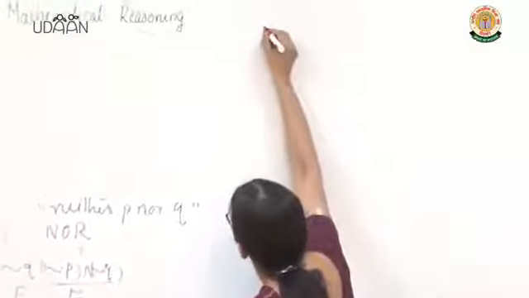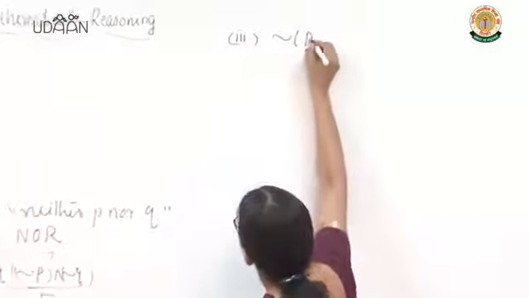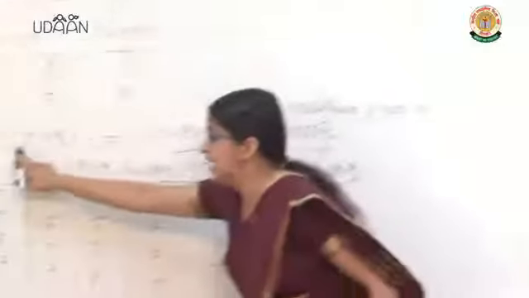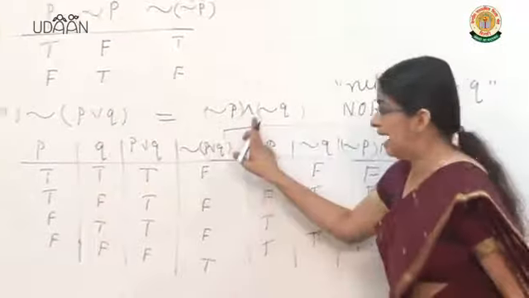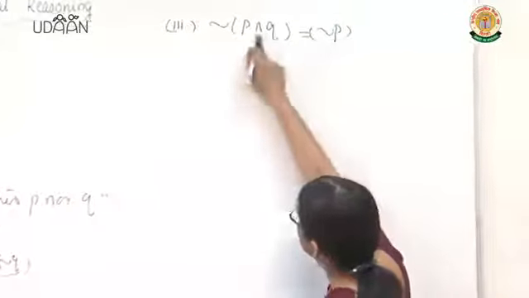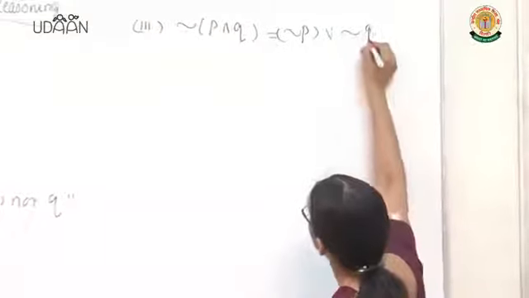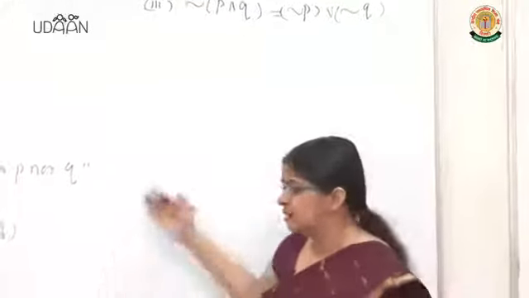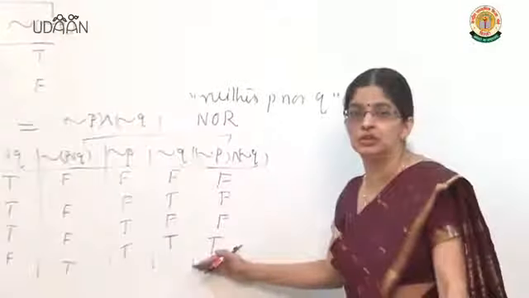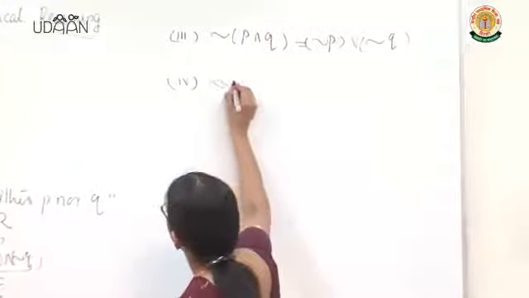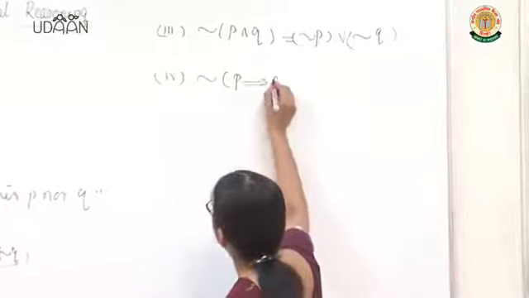Proceeding further, negation of P and Q. Can you tell me? When we have taken this negation inside, this OR became AND. Similarly, when we take this negation inside, we will be getting negation of P or negation of Q. Proof of this result is left to you as an exercise. It is not difficult, exactly similar to this. Try on your own.